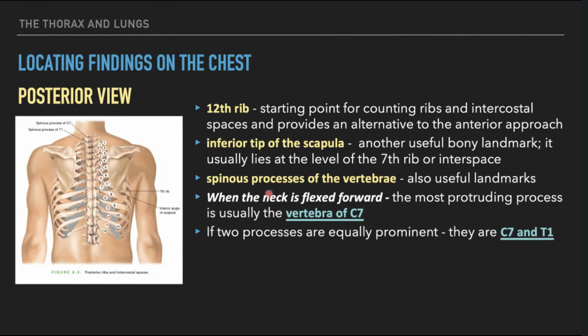When the neck is flexed forward, the most protruding process is usually the vertebra of C7. So C7 is here. If you protrude your neck or flex it forward, that's usually what you can feel. You can try to do it also right now. You can palpate the vertebra, or the spinous process, of your C7. If two processes are equally prominent, then it's most likely your C7 and your T1.